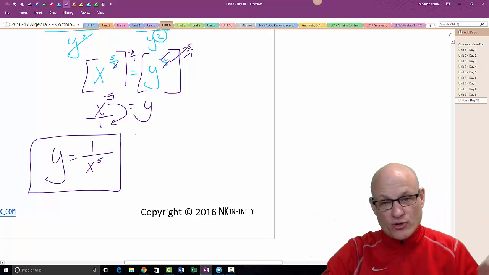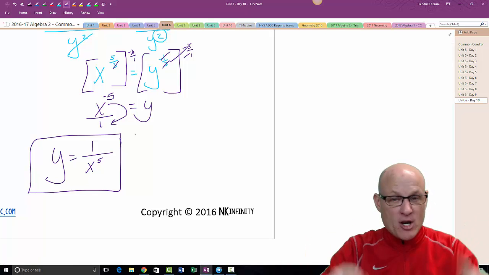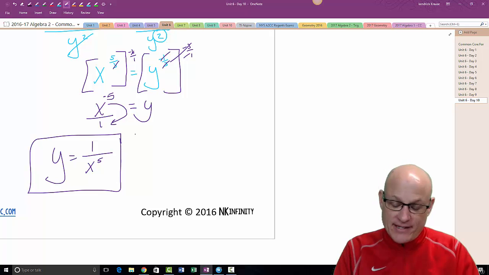The first thing you've got to do is remember to turn them into their rational exponents and then just raise them to the reciprocal. Don't multiply them, raise them to the reciprocal. And that's it. There she goes.